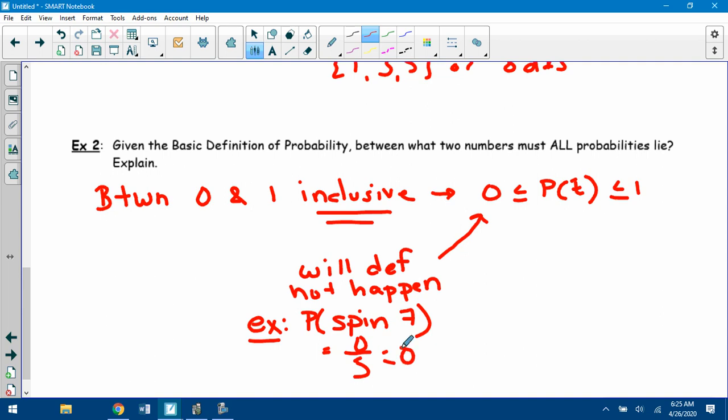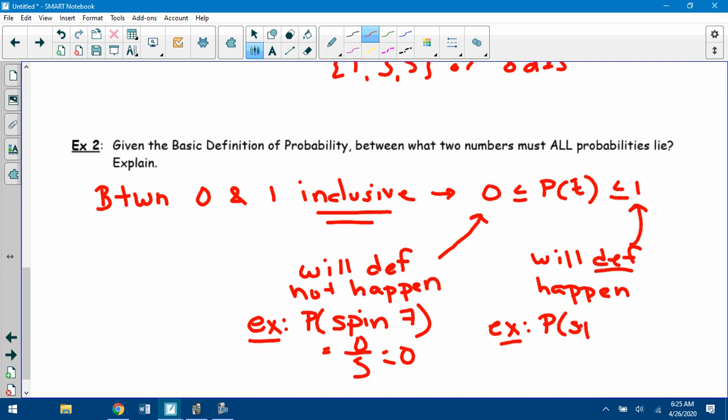In contrast, if you have a probability of 1, it will definitely happen. The probability of me giving you homework at the end of a lesson is 1. It's definitely going to happen. Or the probability of spinning a 1 through 5, that's definitely going to happen on that spinner up at the top of the page. So there's 5 possibilities out of 5 outcomes. You have a probability of 1. There you go.